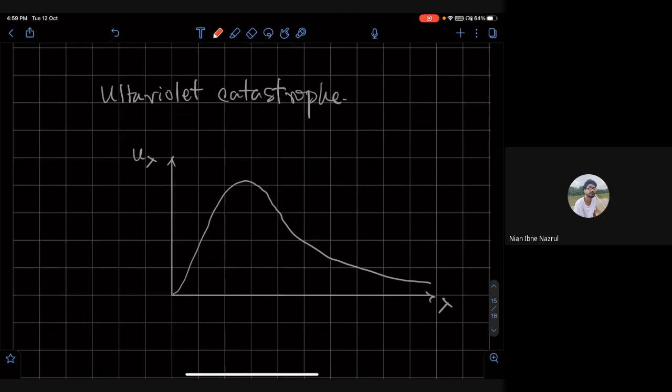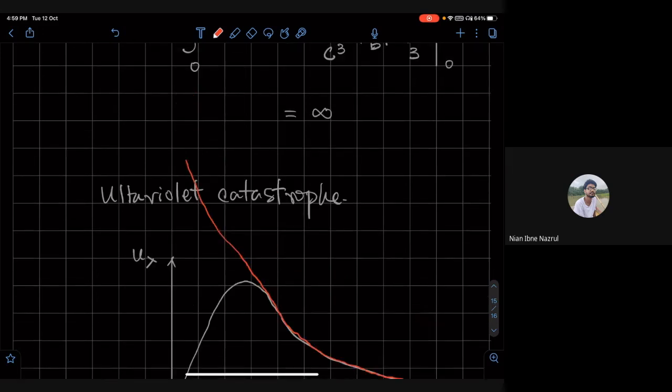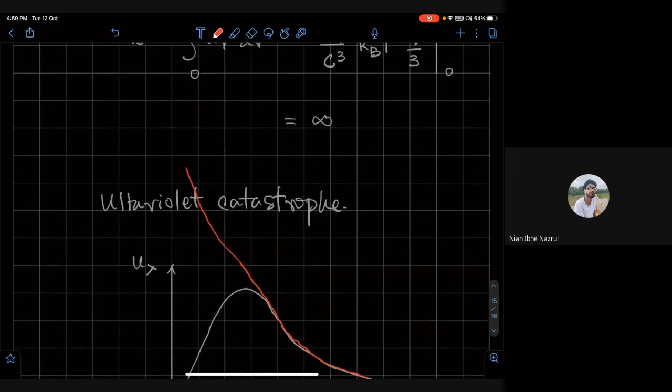And if you do that, you will find that for low frequencies, it agrees pretty well. But as the frequency increases, it diverges from this graph, and it just goes to infinity. So that when you integrate the area under the curve, you get an infinite amount. Okay, so this is the ultraviolet catastrophe. And I think we're out of time for today. In the next class, we will discuss how Planck found its resolution.